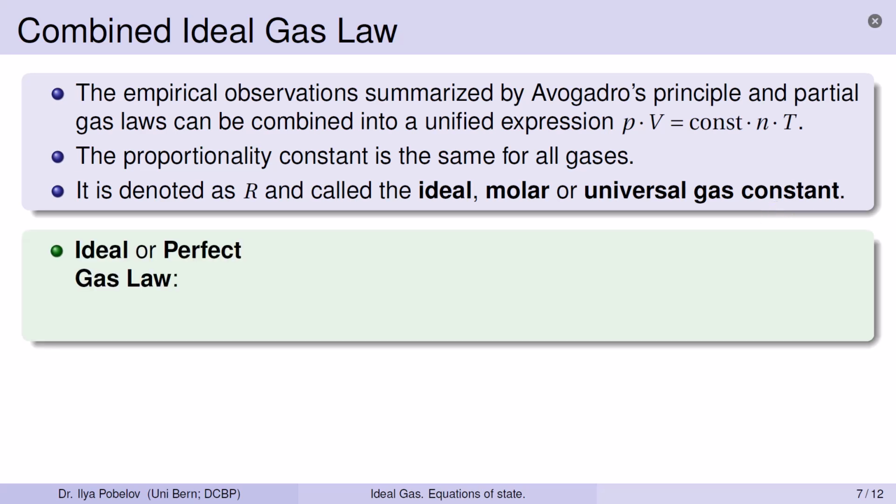Now, using this constant, we can formulate the equation known as the ideal or perfect gas law. Pressure times volume equals the number of moles times the universal gas constant times the absolute temperature. We can also disregard the specific amount of gas and formulate the ideal gas law using only three intensive variables. Pressure times molar volume equals the universal gas constant times the absolute temperature.